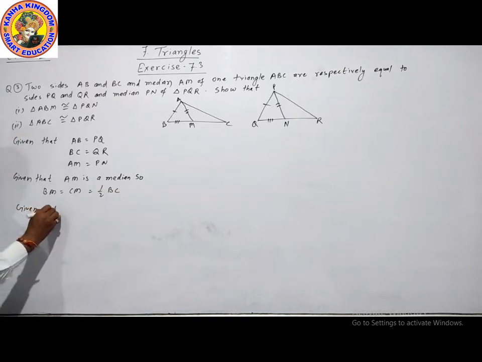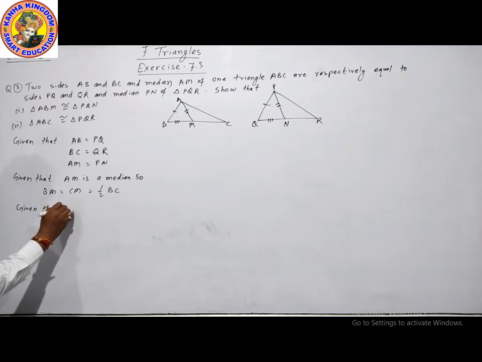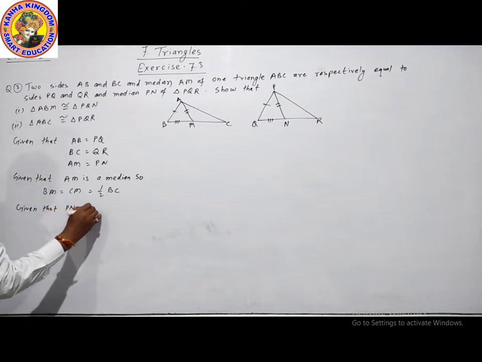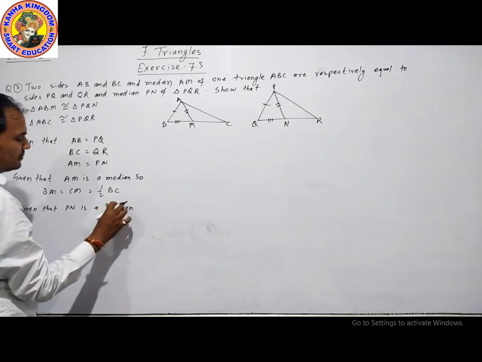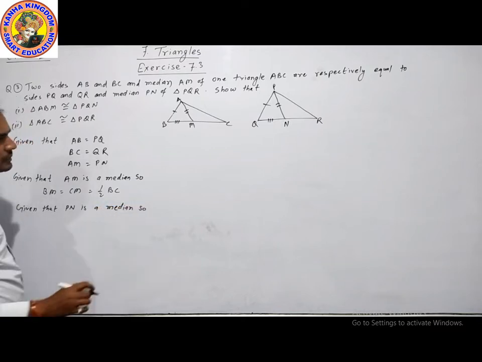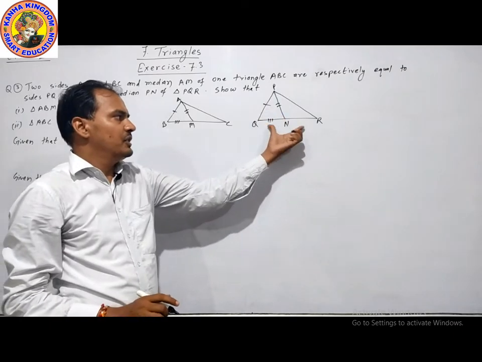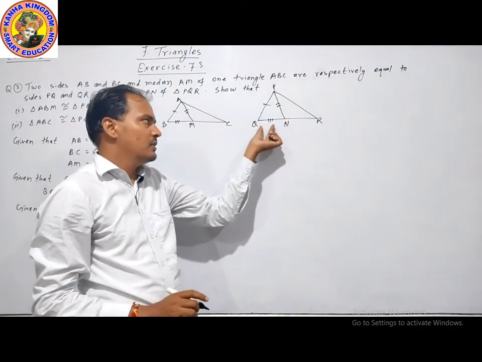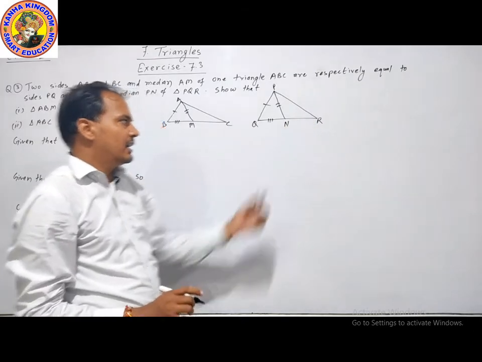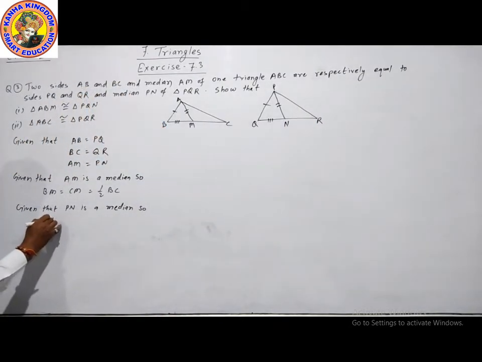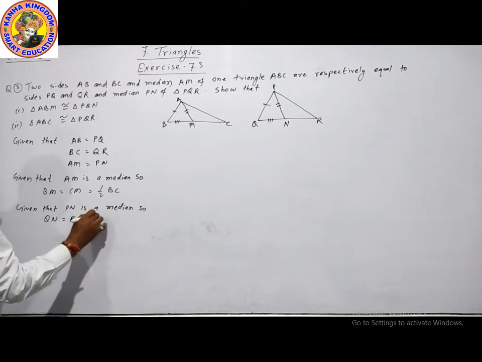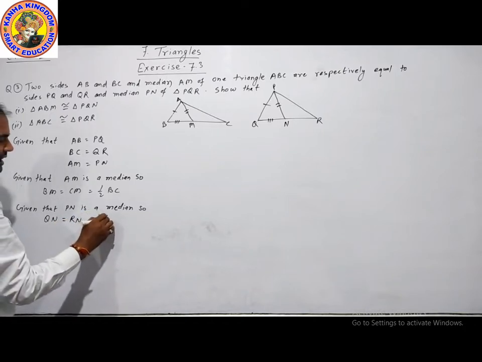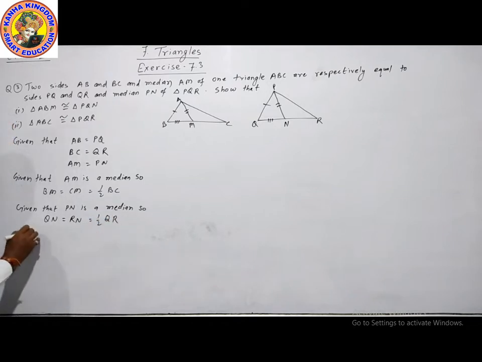Given that PN is a median, so PN will bisect QR, then QN and RN are equal. QN and RN are equal, so we can say that QN is half of QR.